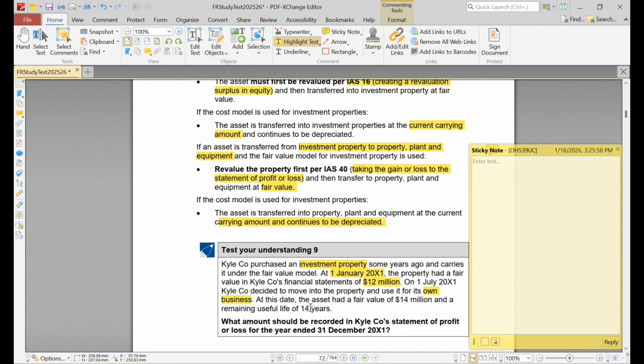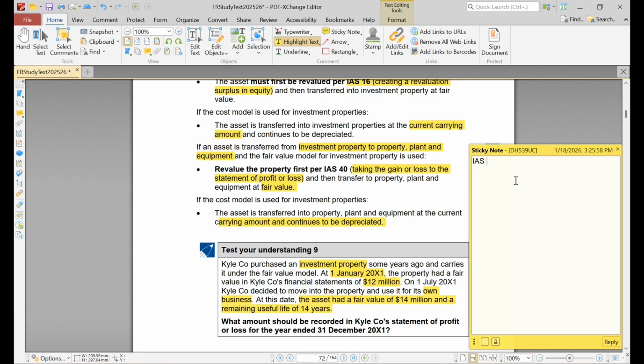At this state, the asset had a fair value of 14 million and a remaining useful life of 14 years. What amount should be recorded in Kylie company's SOPL for the year ended 31st December 20x1? Firstly, the asset is being transferred from investment property to property, plant and equipment, because Kylie had purchased investment property, but then it transferred it to PPE because it is being used for its own business.